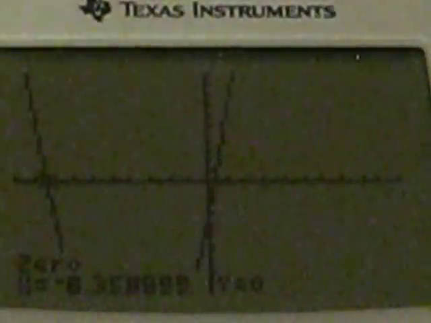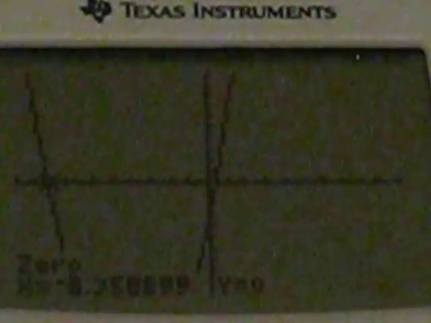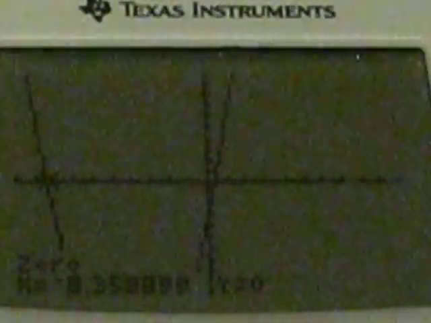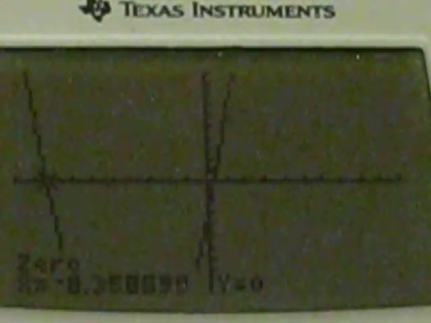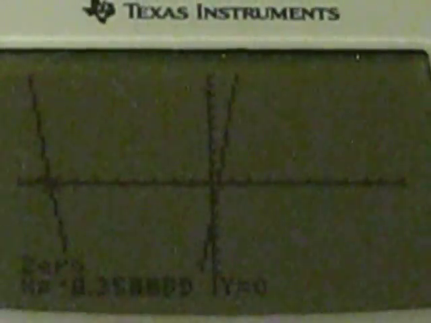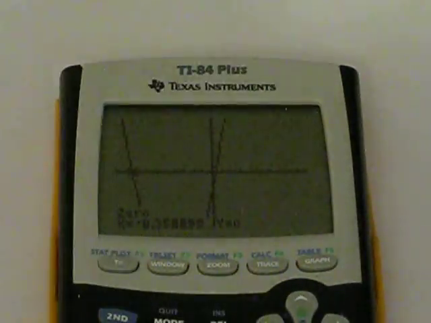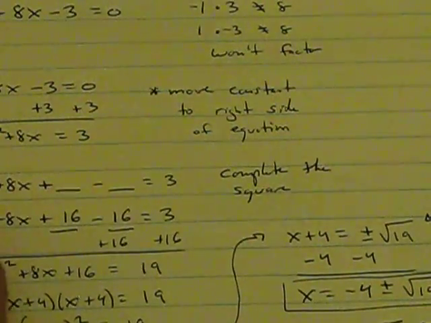So we just did algebraically what the calculator did graphically. We approximated where these two roots would be since they were not integer values or rational values. All right, let me show you another example.